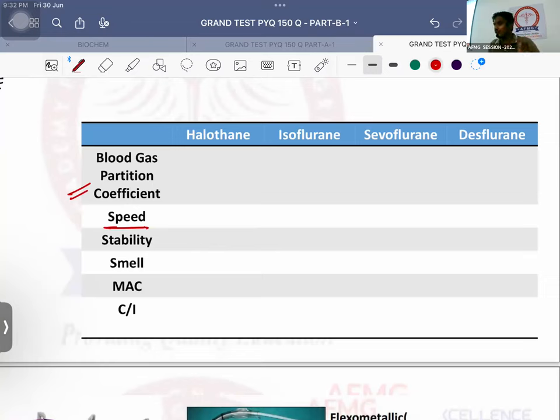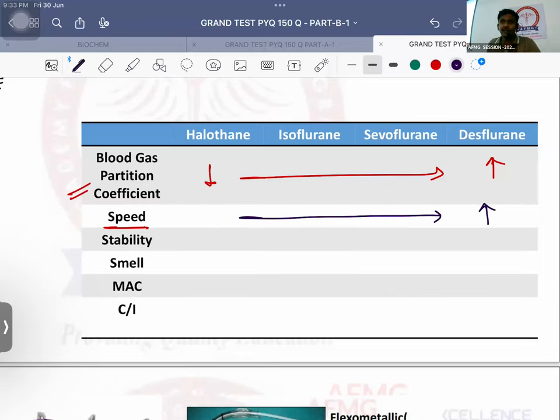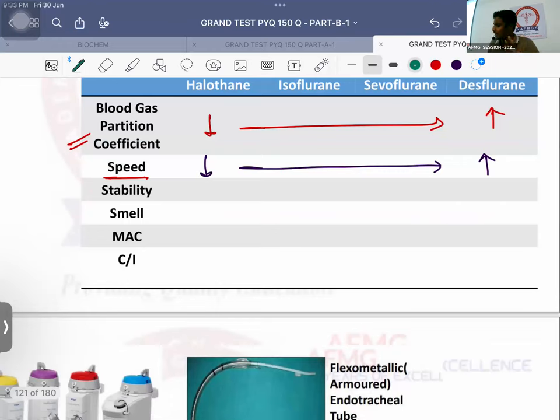Blood gas partition coefficient is highest for desflurane and lowest for halothane. Okay, so as you go over here, the blood gas partition coefficient increases. Therefore, the speed of induction will be highest for desflurane and lowest for halothane. Understood? Desflurane is used because it has a higher speed of induction. But the problem is, why is it not used as the induction agent of choice? It is an irritant. As it is an irritant, therefore, it is not used.